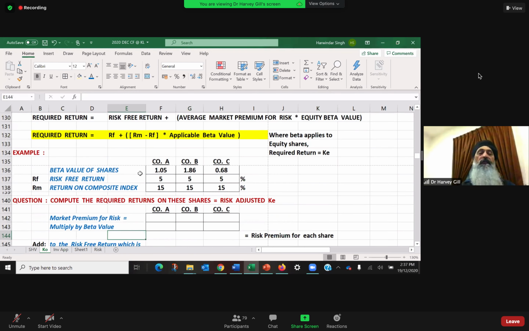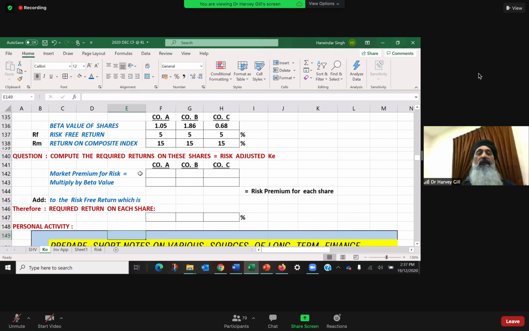So let's take an example. Let's say we have three companies here, company A, B, and C. Company A's beta value is 1.05. It's a bit more or less like the market. The risk-free return, say, is 5%, and we expect the composite index to go up by 15% because they say post-COVID it's going to bounce. Stock markets around the world have already started bouncing. Yeah, if you have been following the markets, you will know that markets have already gone up. So, as they say, the easy money in the market's gone. Now it will come back to technical analysis and fundamental analysis and things like that.